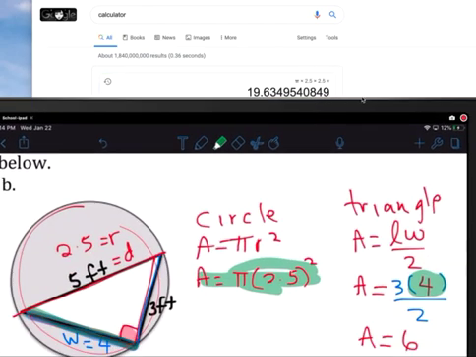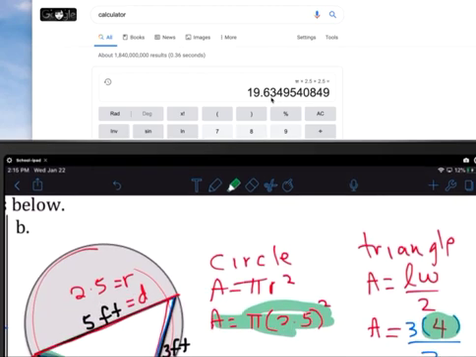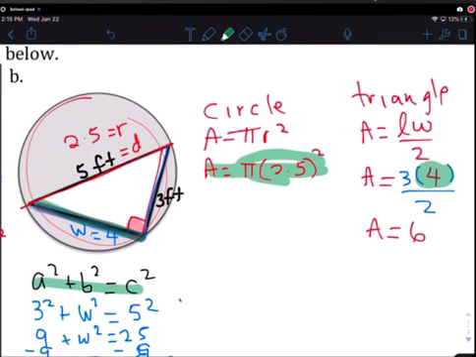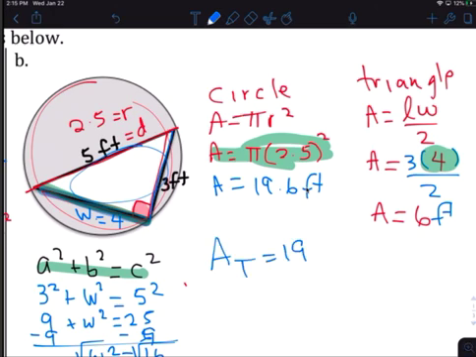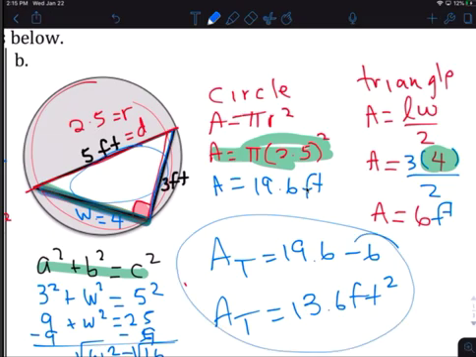Did I divide by 2? This is a whole circle, so I don't divide by 2. So it's 19.6. You leave the 6 alone because that's a 3, so it stays 19.6. A equals 19.6 feet. And you subtract, because anytime there's a white area, this one is not shaded, anything white, you subtract. So the total area is 19.6 minus 6. So your total area is 13.6 feet squared. Don't forget the feet squared.